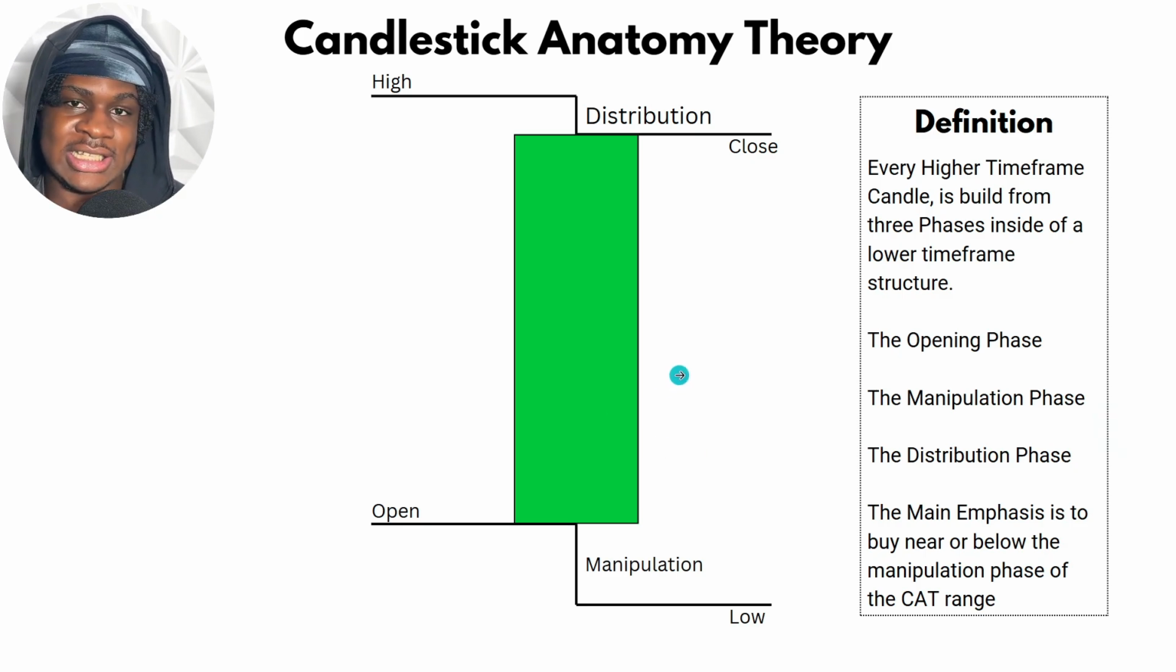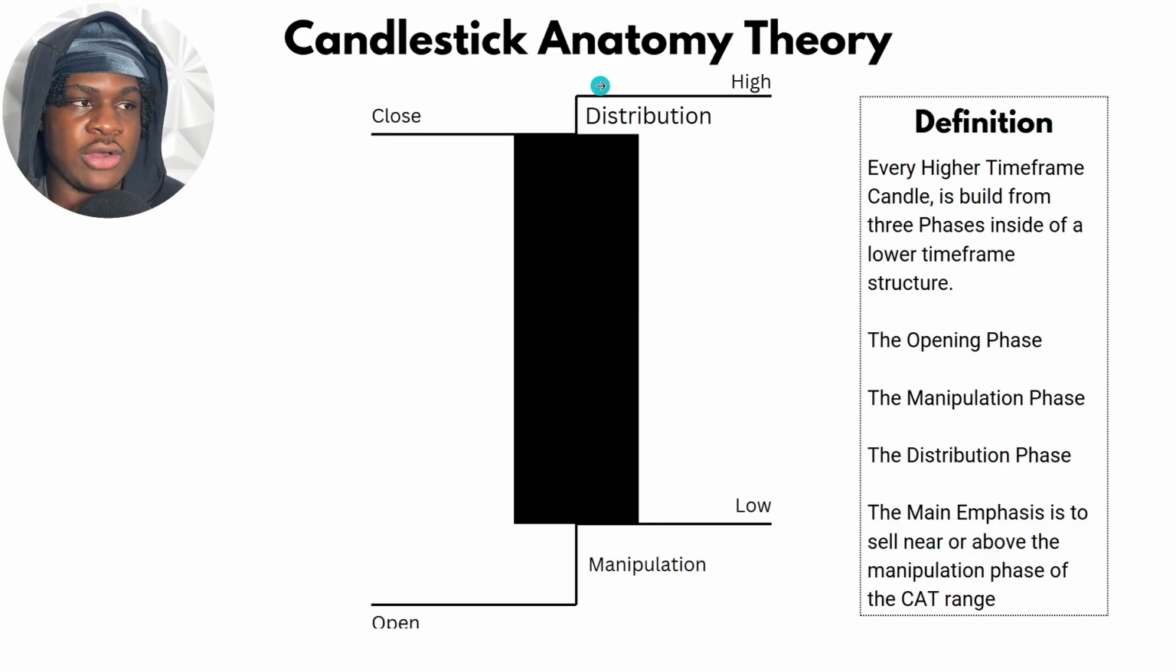Price consists of these 3 rules. We have the opening of the higher time frame candle, the manipulation, and then we have the distribution. Our main emphasis should be buying at or near the accumulation of that candlestick, or vice versa, selling at or above the manipulation for a bearish candlestick.